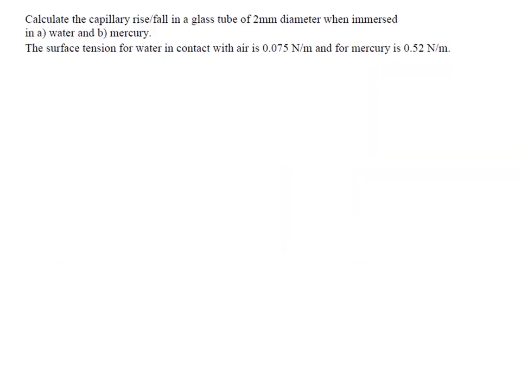Calculate the capillary rise or fall in a glass tube of 2 millimeters diameter when immersed in water or mercury. The surface tension for water is given, and also the surface tension for mercury is given. Your first case we will take in water. You know that when a glass tube is dipped in water, it will rise. So there is a capillary rise. Nothing is mentioned about the contact angle, so for clean glass and pure water, you can take theta as equal to 0. If nothing is mentioned, sometimes they will give a value, which will generally be less than 90 degrees.